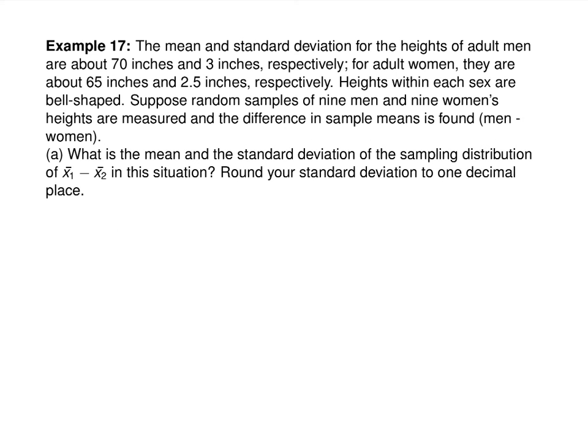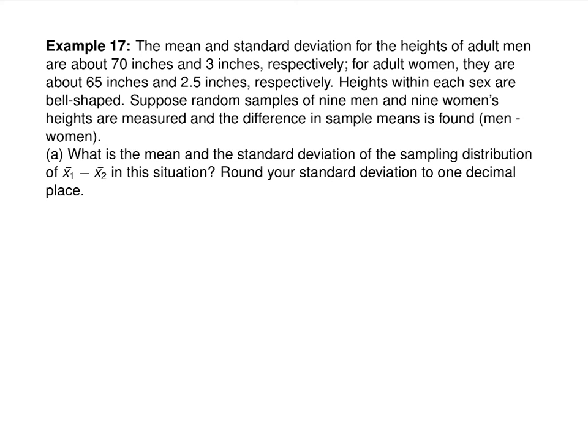The mean and standard deviation for the heights of adult men are about 70 inches and 3 inches respectively, and for adult women it's about 65 inches and 2.5 inches respectively. Heights within each sex are bell-shaped. Suppose random samples of 9 men and 9 women's heights are measured, and the difference in sample means is found. So what is the mean and standard deviation of the sampling distribution?